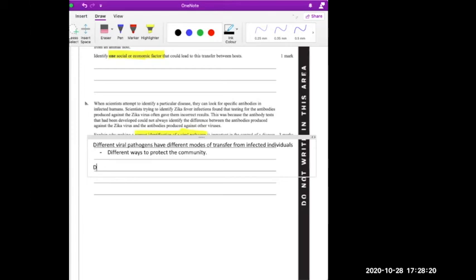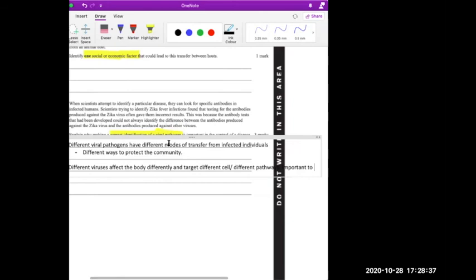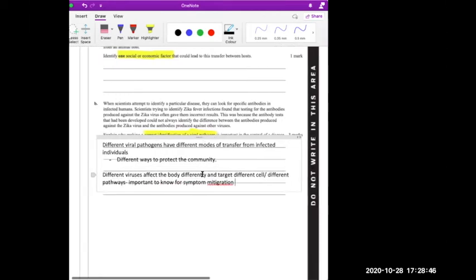Then also different viruses affect the body differently and obviously target different cells or different pathways, and that's important as well. So it's important to know to deal with symptoms, right? They're going to go after different things. Also to know to be able to diagnose.